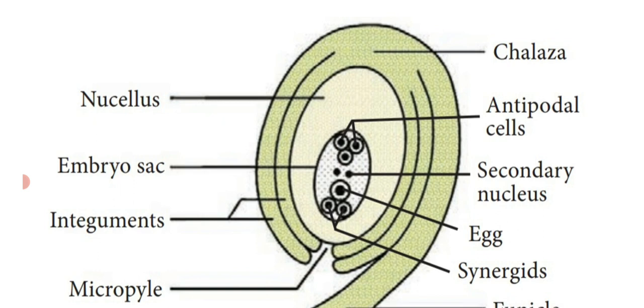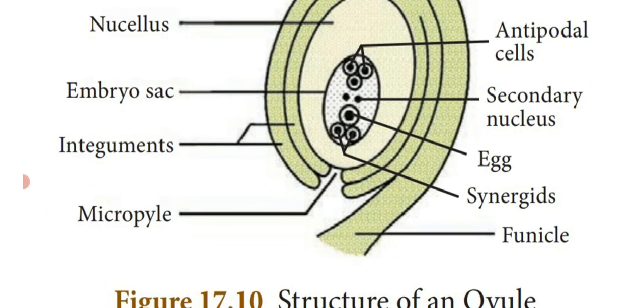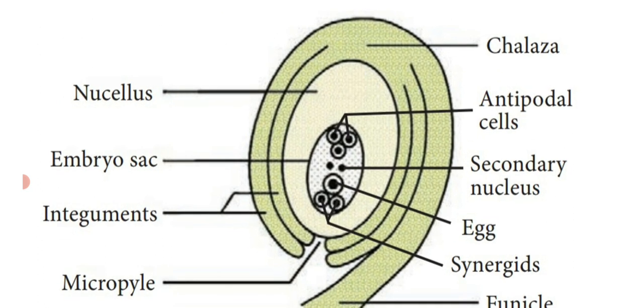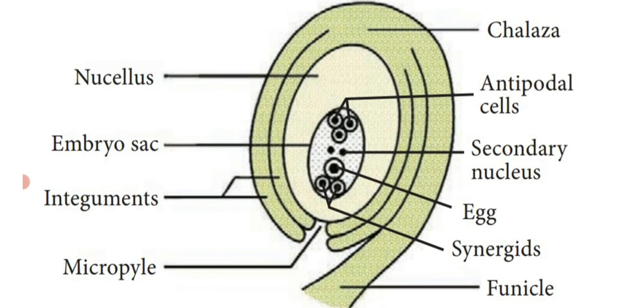In the micropylar region, there are three cells, out of which one is known as the egg cell and the other two are synergids. The chalazal region contains three cells known as antipodal cells. Then at the center, there are two small black dots. These two nuclei are known as secondary nuclei. So dear students, this is the embryo sac.